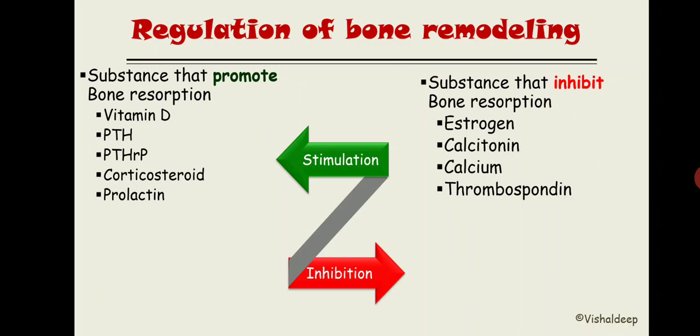Now what is thrombospondin? You have heard the term thrombospondin. It comes across in the platelets topic. Thrombospondin is actually secreted by the platelet alpha granules. You might remember that the platelet has two types of granules, one is alpha, another is beta. The alpha granule will secrete thrombospondin, and thrombospondin causes platelet aggregation.